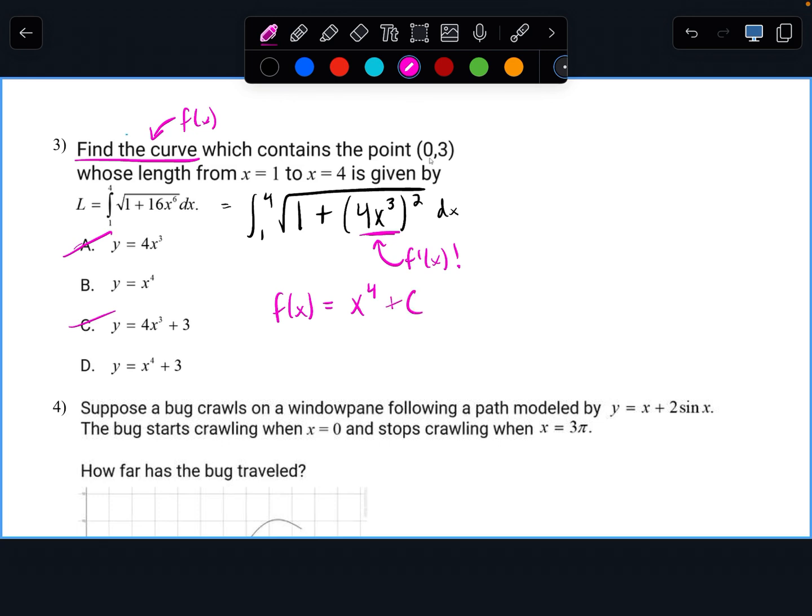So what you do now is look at the containing point. It has to contain the point (0, 3), so that's how you can narrow it down. If you do f of 0, because of that, it has to be D. Ordered pair, whatever you want to think about. Okay?